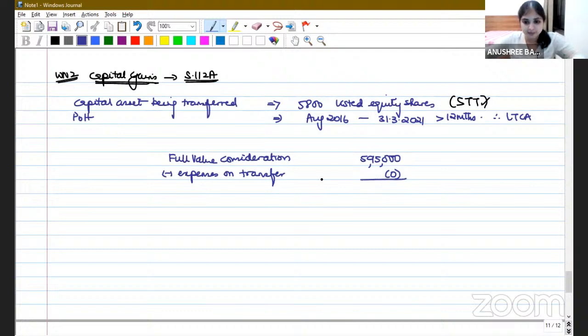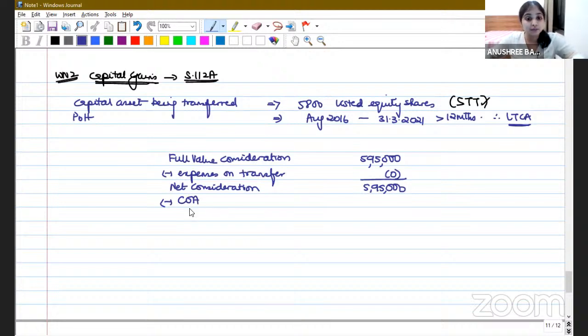Here we don't have any expenses on transfer. So what is our net consideration, guys? This 5,95,000 entire thing becomes a net consideration. Now my asset is a long-term capital asset, but still I am not going to index the cost of acquisition. But why? Because it is section 112A case. In section 112A, even though my capital asset happens to be a long-term capital asset, still we don't get any indexation benefit. So I will straight away subtract cost of acquisition.